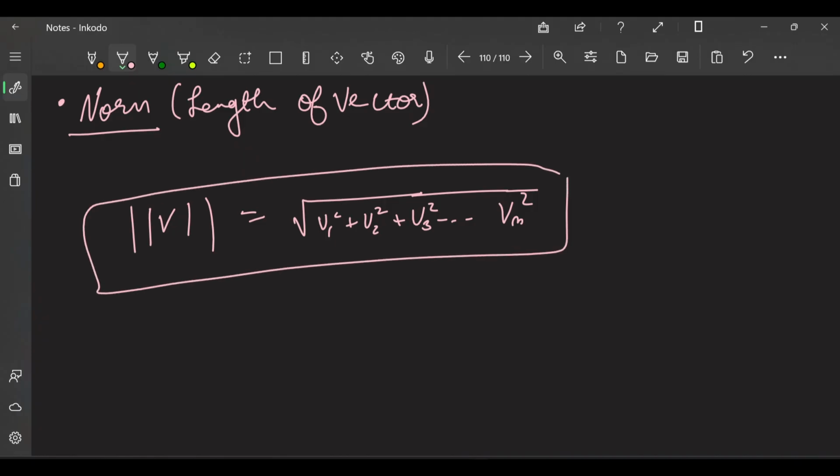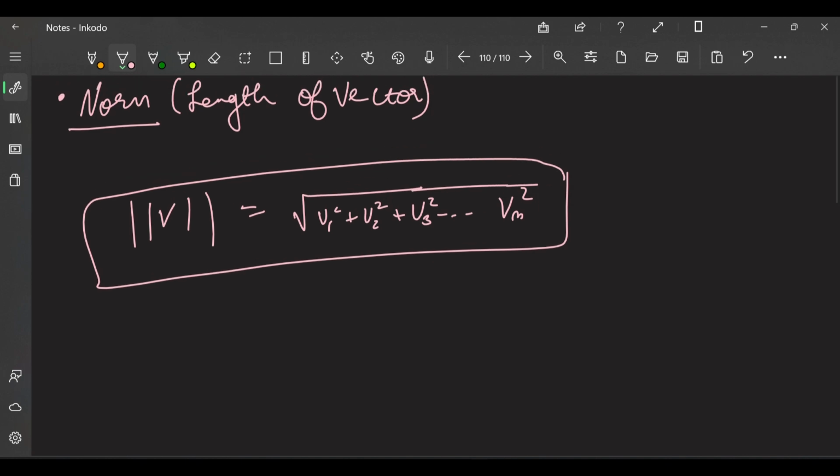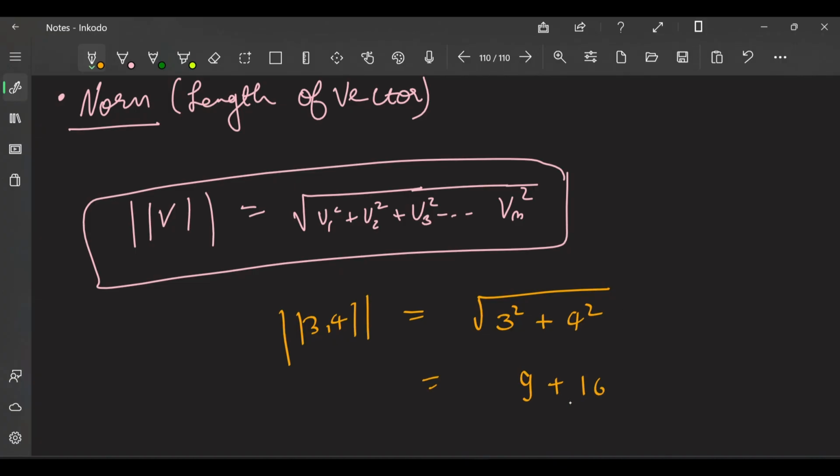So suppose there is one vector given, like 3 comma 4, and we have to find the norm for this. So how can we find it? It is equal to the root of 3 square plus 4 square. So now it will be 9 plus 16, root under which is 25. And the root of 25 is 5. Okay, so this is how we find the norm.